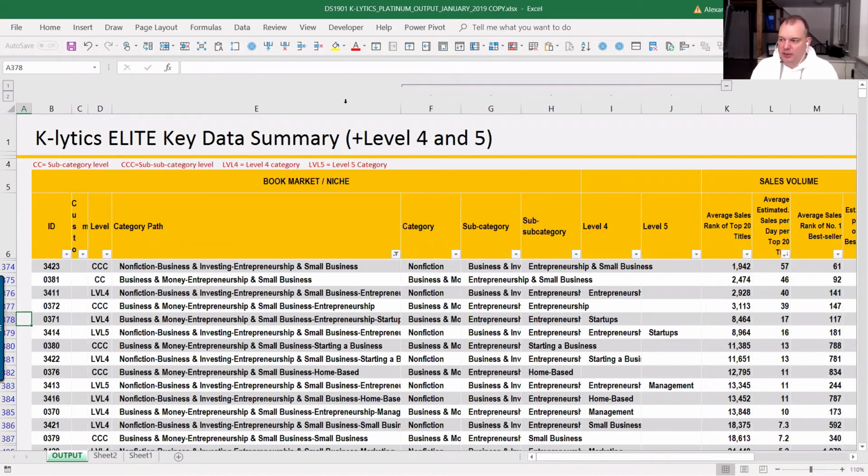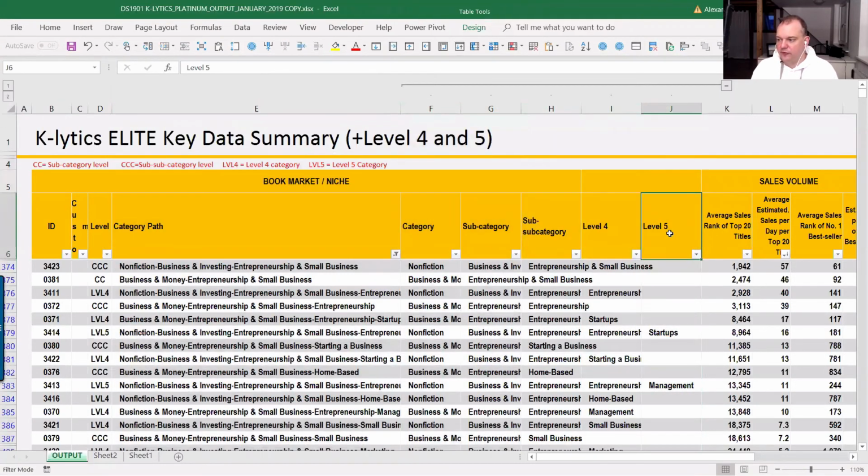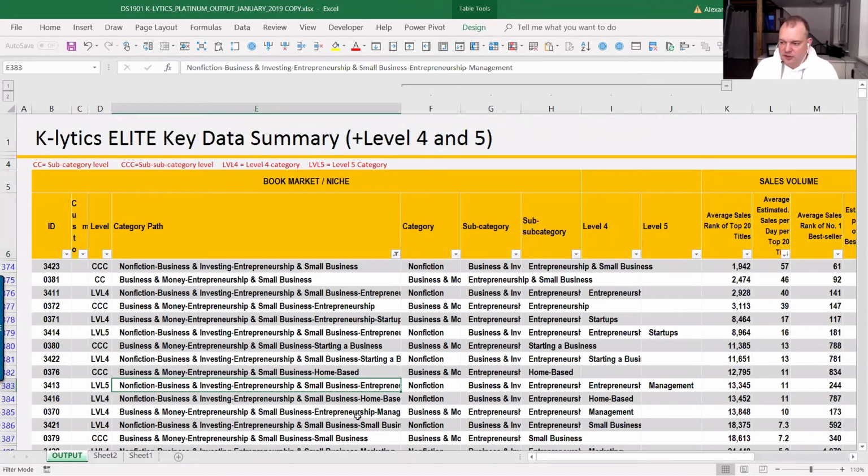One is the premium level, which goes from category down to subcategory level, covering 420 categories. And then this here is the premium edition, which goes now down to level 5 subcategory. So if you are into nonfiction, business, investing, entrepreneurship, small business, management, that is the level you get there. And this is a monthly subscription, or you can do annual ones. That is the second pillar of our service.